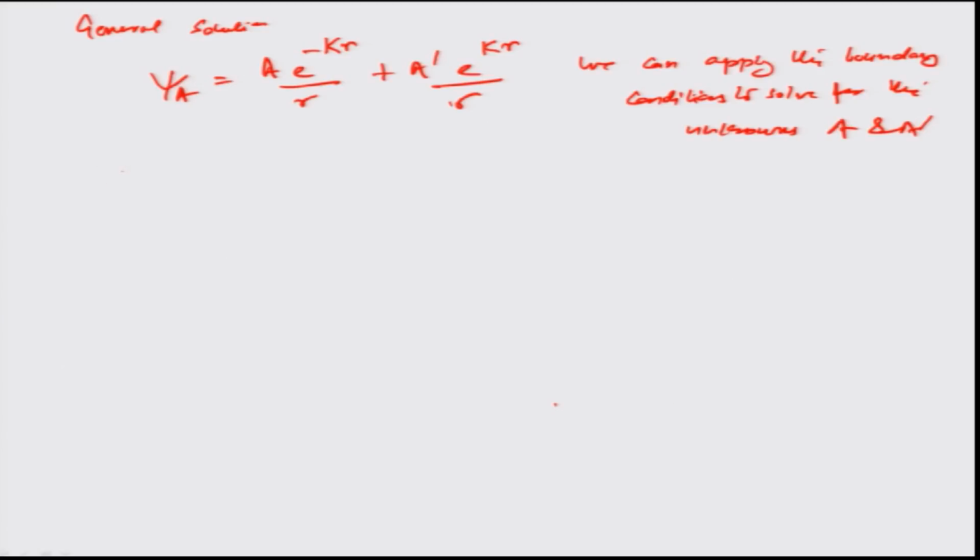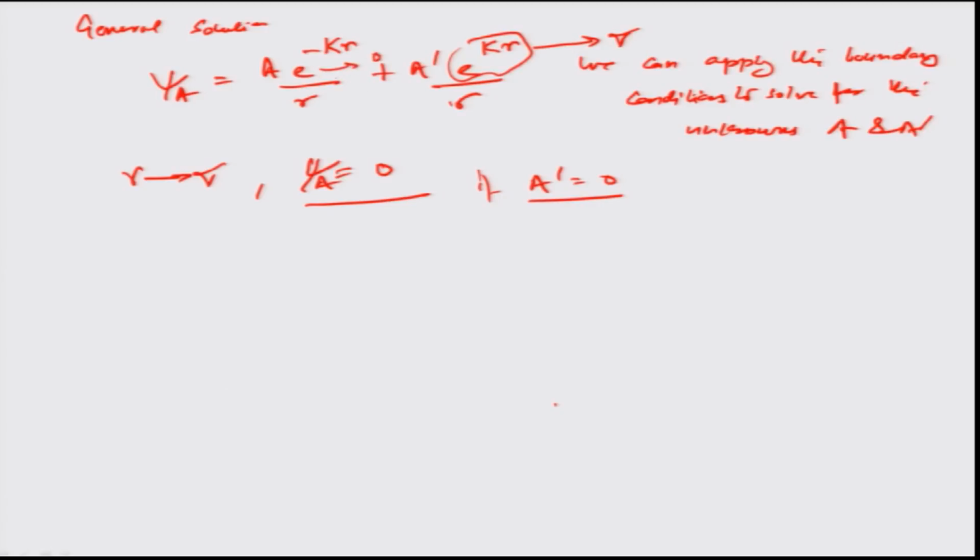So, we already know that there is one boundary corresponding to r tending to infinity, where xi a becomes equal to 0. There is no influence of the central ion of interest at a distance of infinity from the ion of interest itself. So, this is only possible if a dash is 0, because at r equal to infinite distance, this term will go to infinity and this will go to 0, and therefore definitely a dash has to be 0. In other words, xi a can be represented as a e to the power of minus capital K r by r.